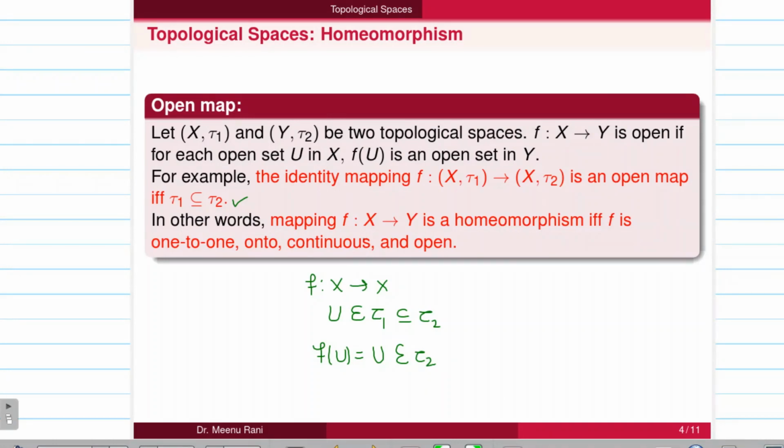So we can define the homeomorphism in terms of open map. f is a homeomorphism if and only if f is one-one, onto, continuous and open map. The open map is similar to saying f inverse is a continuous function, because if we take f inverse, then it is Y to X. Now if f is an open map, then for every open set in X, its image is also open in Y. That implies f inverse is a continuous function.